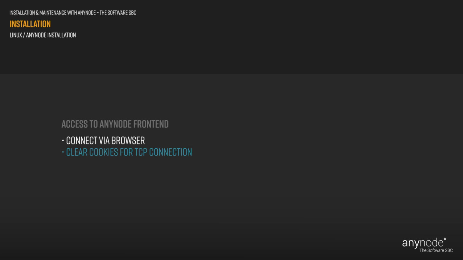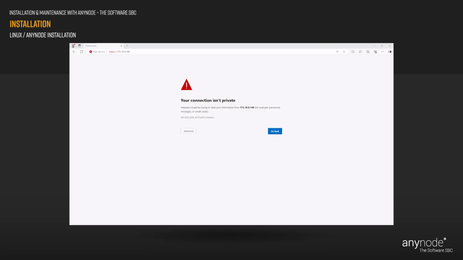Connect via a browser with the anynode configuration and make your initial setup. If you wish to switch from accessing via HTTPS to unencrypted access, please clear the cookies for the TCP connection. In this case, the browser passes the cookie from the TLS connection, and you won't be able to access the anynode frontend over TCP.